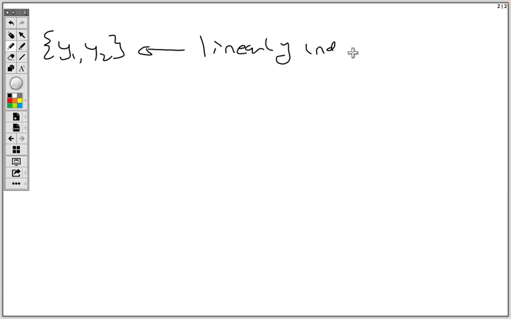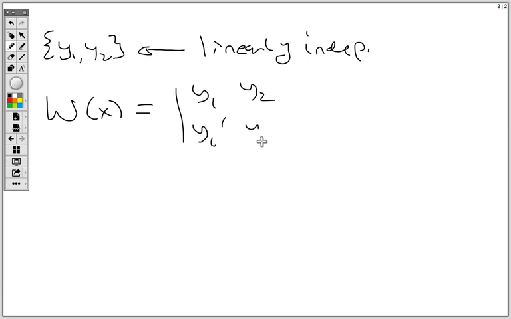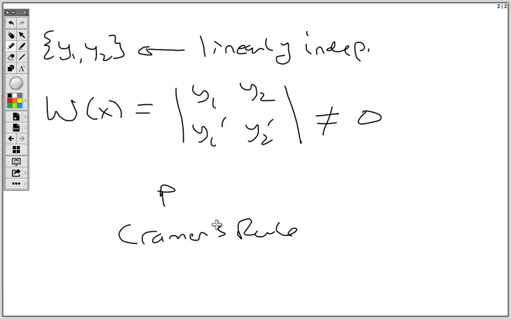Different enough, y1, y2, different enough means that they're linearly independent, meaning that if you look at their Wronskian, it's never 0. Okay, and this came from Cramer's rule. So that's kind of what we did last week.